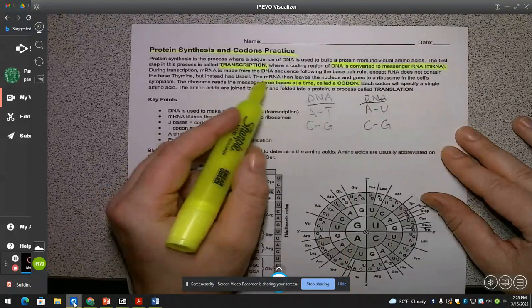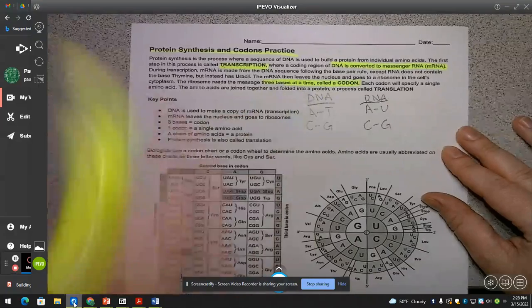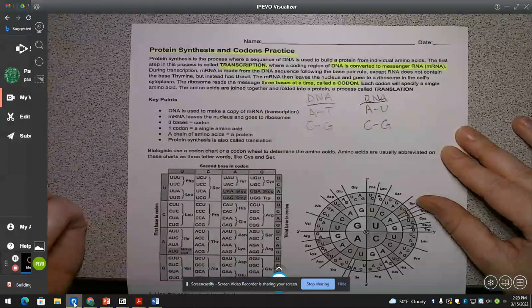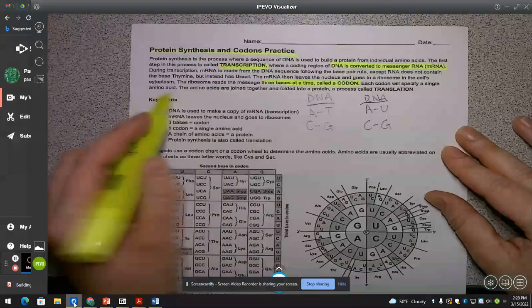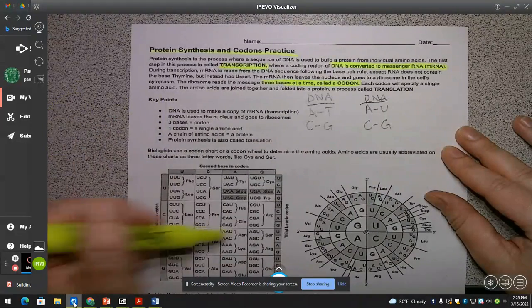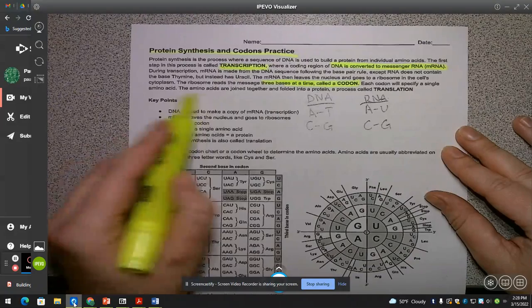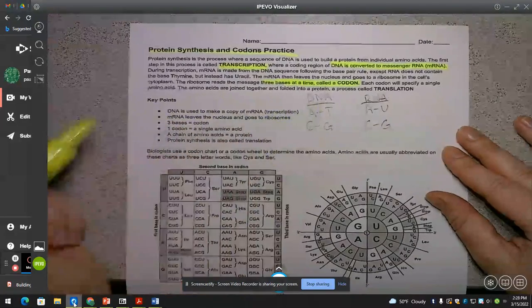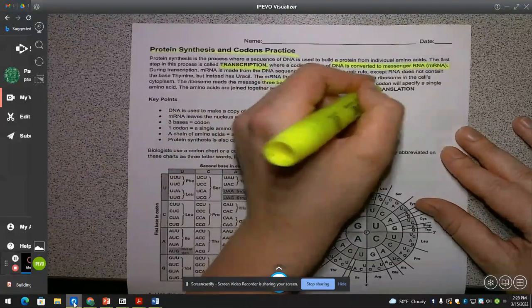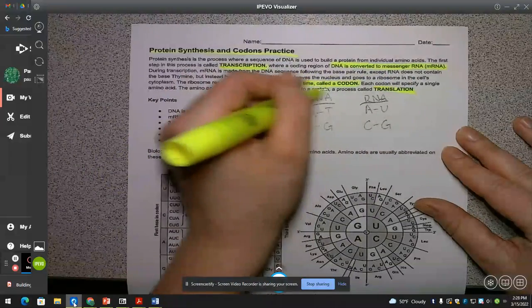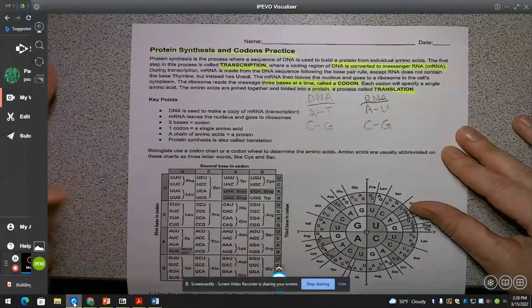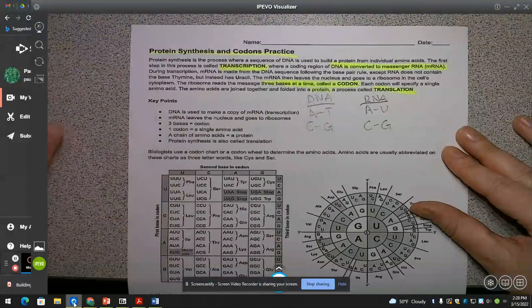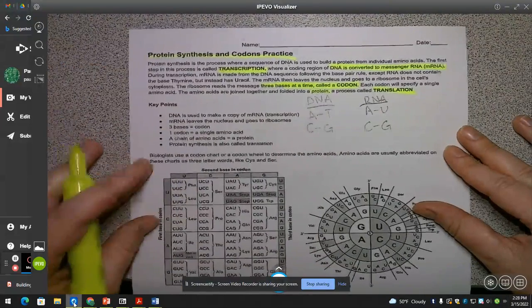But we also need to remember that codons come in 3s or triplets. Each codon will specify a single amino acid. So we have different types of amino acids. And the amino acids are joined together and folded into proteins. And this is what's called translation, where we get our nice protein at the end. All right. This is the general basis, a very basic version of protein synthesis.